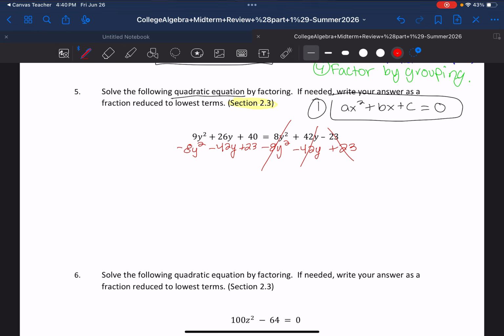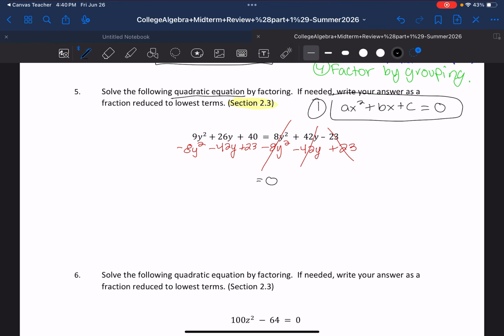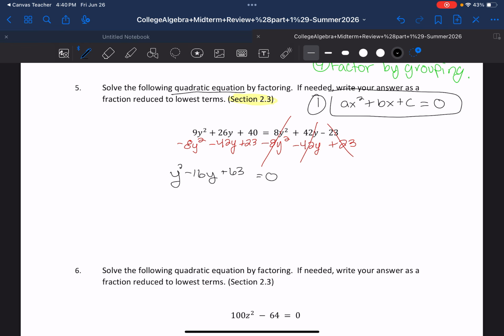sign. So I add 23 to the left side. So on the right side, this will now be equal to 0. And on the left side, 9y squared minus 8y squared is just 1y squared. 26 minus 42 is negative 16, so that would be negative 16y. And 40 plus 23 is 63. Okay. So I have gotten it equal to 0, which was step one.